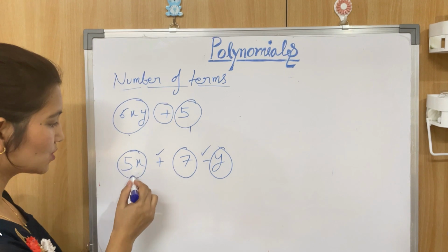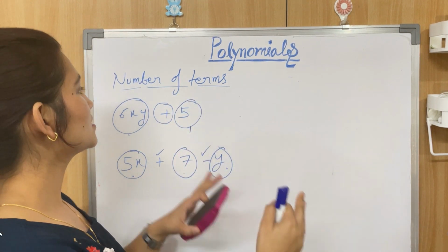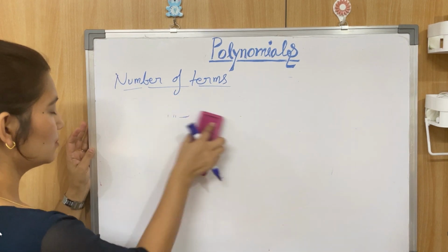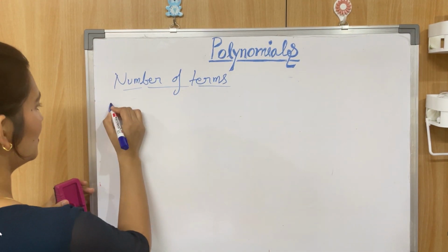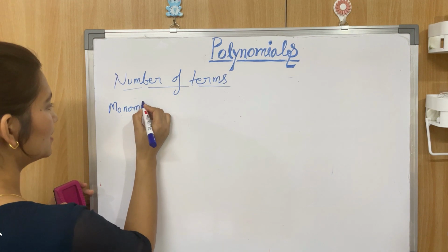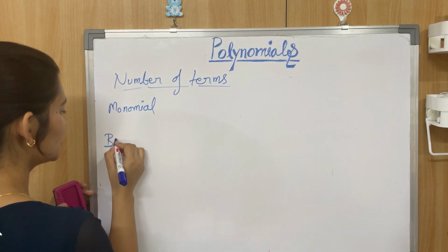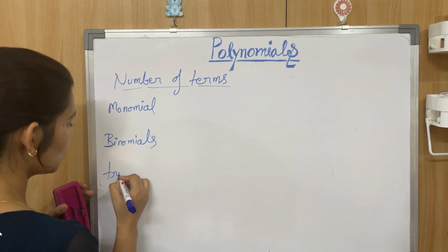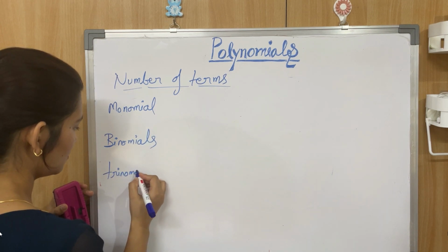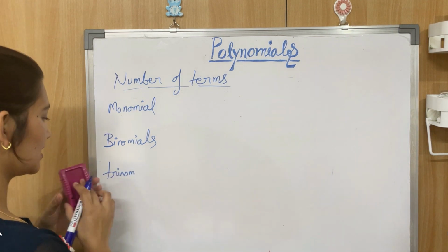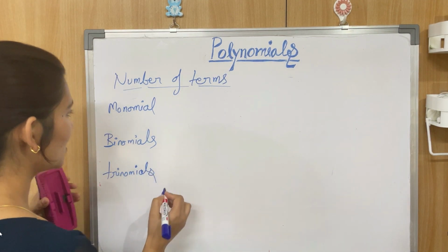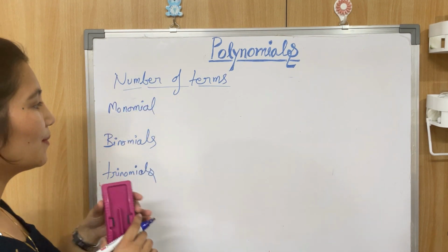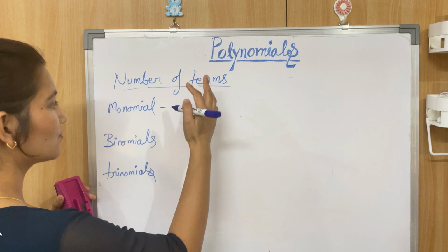We have three terms: 1, 2, 3. On the basis of the number of terms, polynomials are divided into monomials, binomials, trinomials and so on. Monomial means one. So if a polynomial has only one term, then it will be a monomial.